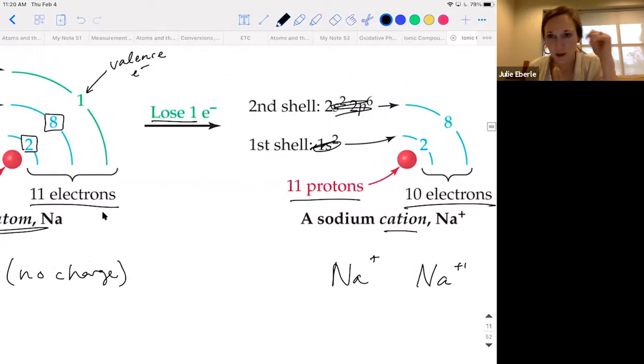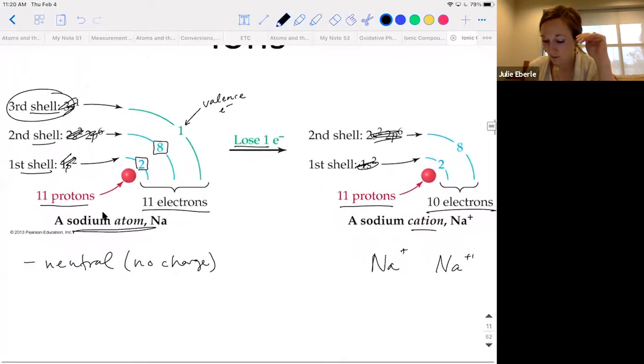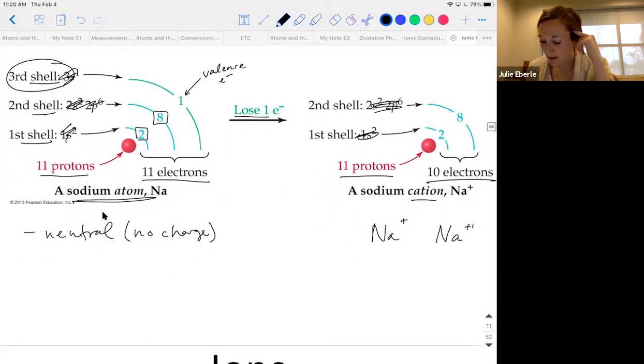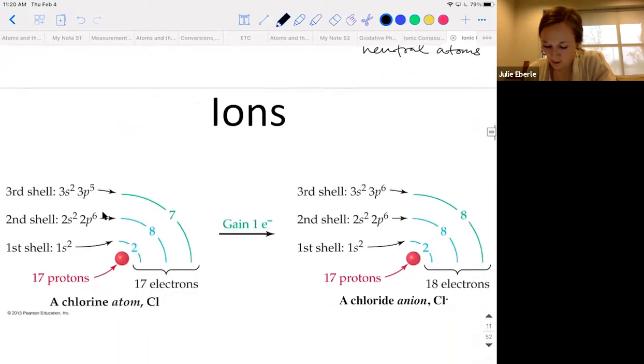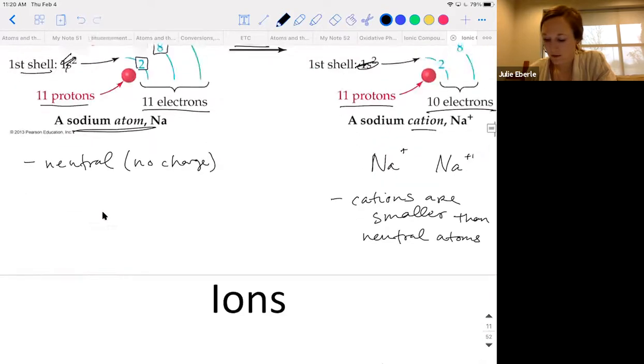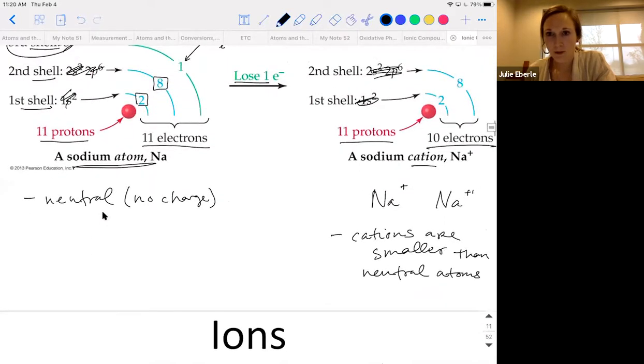So, questions on what we just discussed? What do you notice, too? As you become a cation, because we don't have 3 shells now, the ion is smaller. The cation is smaller than the original atom. So cations are smaller than charge neutral atoms. Okay? That's a minor thing, but it's important to know. Size changes. Everybody good there? I don't want to move too fast.